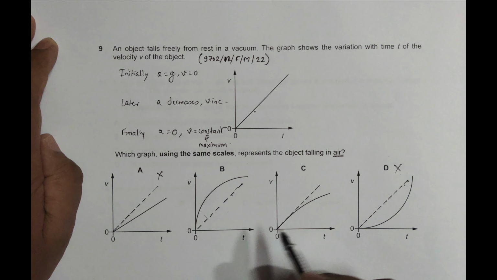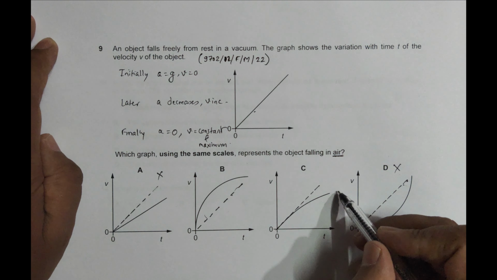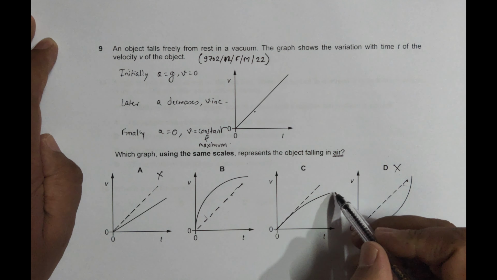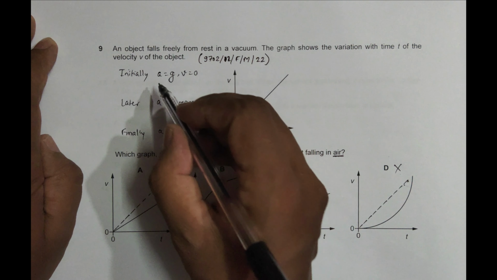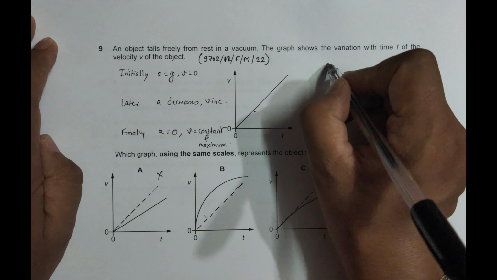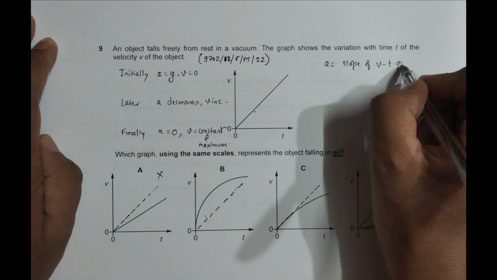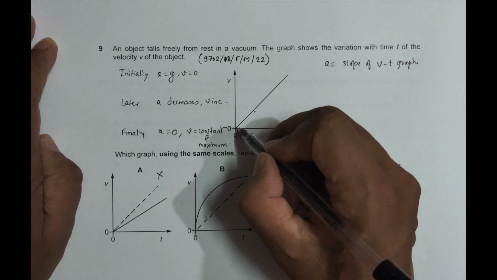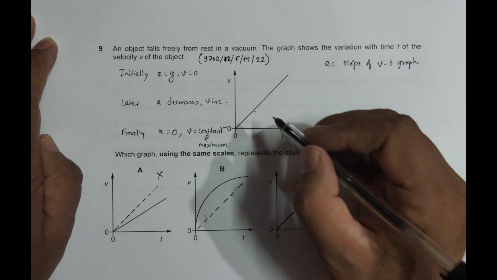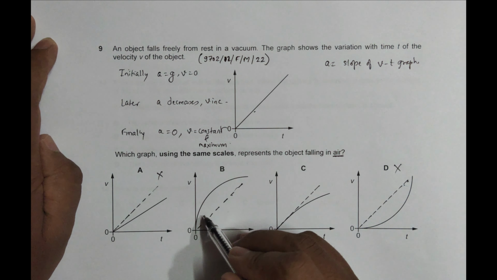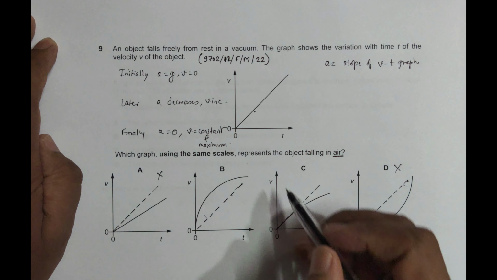Now, among these two, here also v is going towards being constant, and here also v might become constant in the long run. But what I'm saying here is, let us go through initial conditions. Initially, we have a equal to g. a equal to g means a equal to the slope of the v-t graph. So initially here also a equal to g. It has got a certain slope here. The initial slope of these two should be equal to this slope.